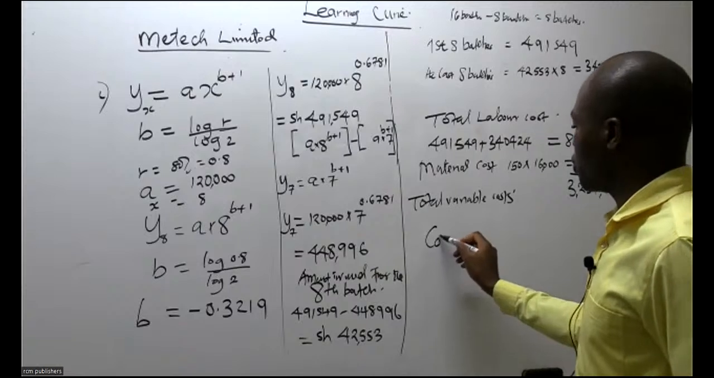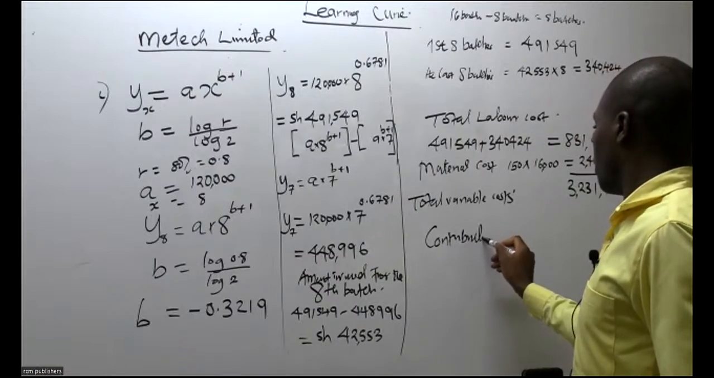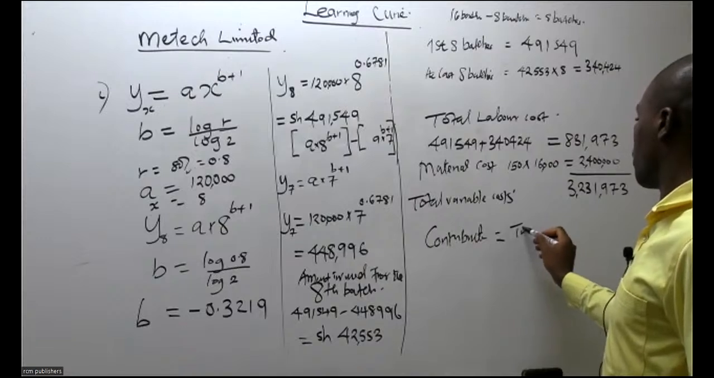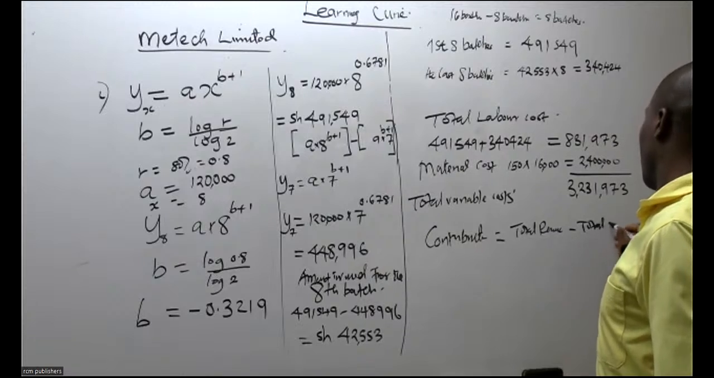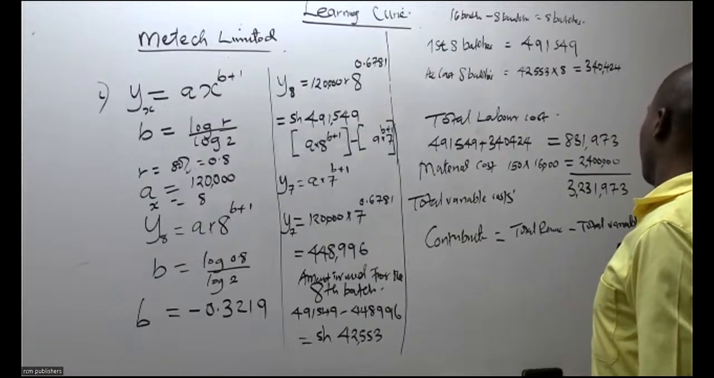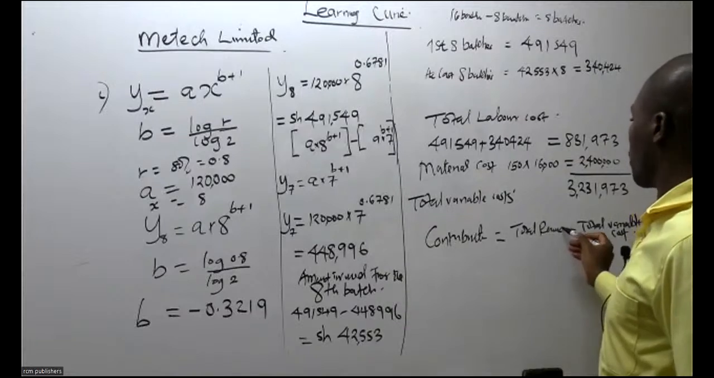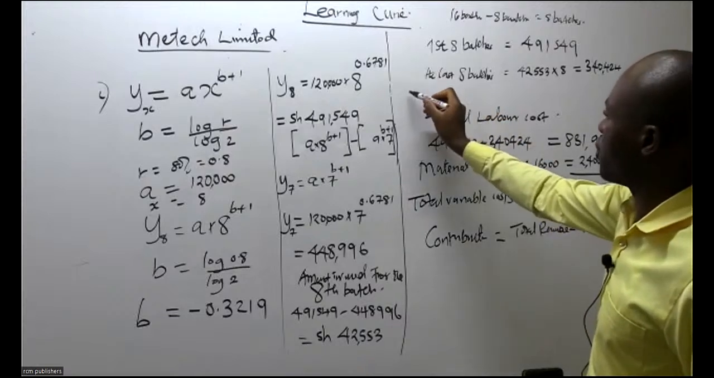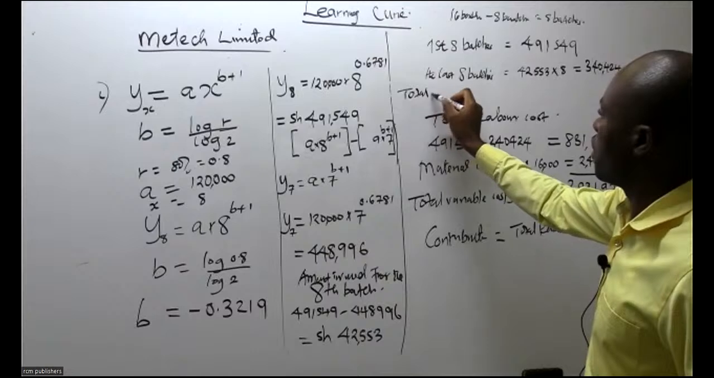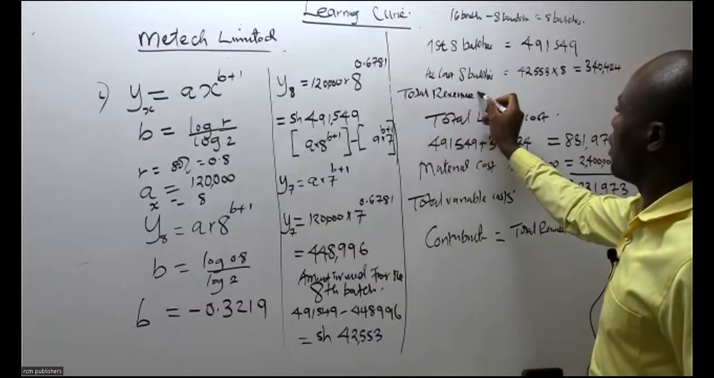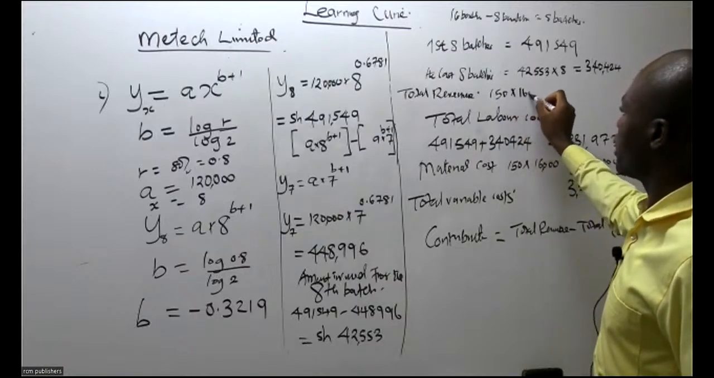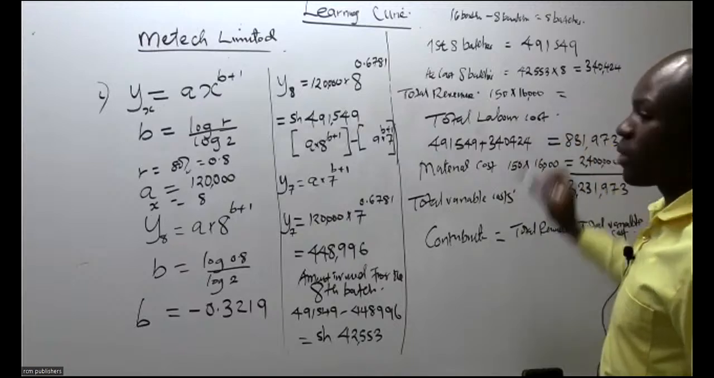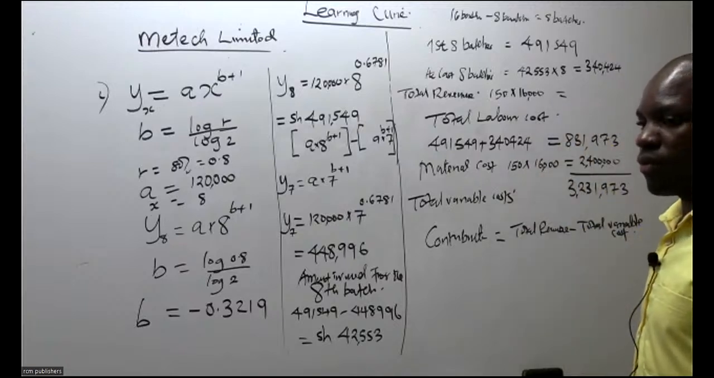How do we normally get contribution? Contribution is equivalent to total revenue or sales less total variable costs. Do we have total revenue anywhere? We can get total revenue somewhere here. Our total revenue is equivalent to selling price per unit multiplied by the units that were sold, which is 16,000.